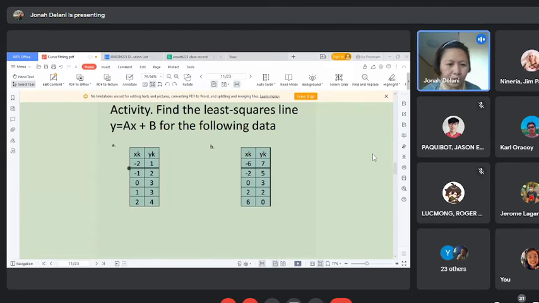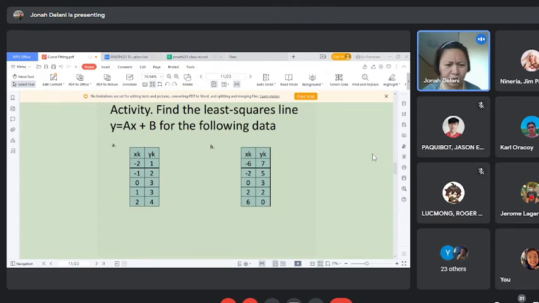So x squared for this is 4, 1, 0, 1, 4. Right? If we total it, 10. If we total the x, it is 0. Then xy, the product, this would be negative 8.